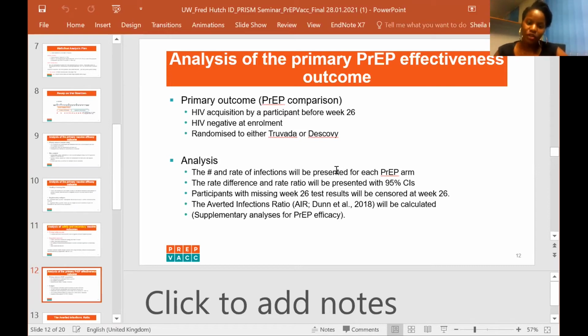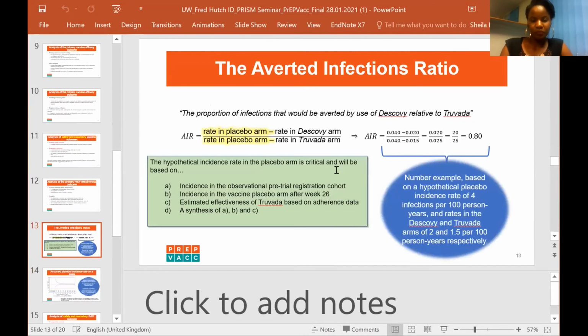And we're mainly going to use the averted infections ratio for this analysis. I'm going to get into the details on that on the next slide. And we intend to also have some supplementary analysis assessing PrEP efficacy, possibly using a per-protocol analysis or considering a certain threshold of adherence. So there will be a supplementary PrEP efficacy analysis.